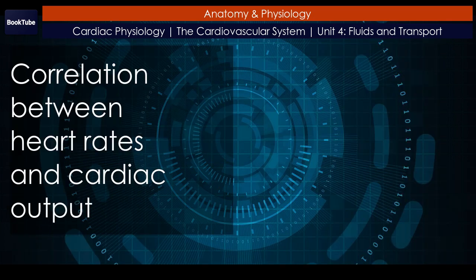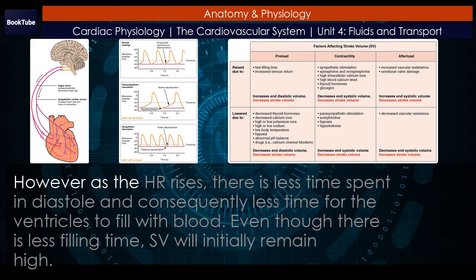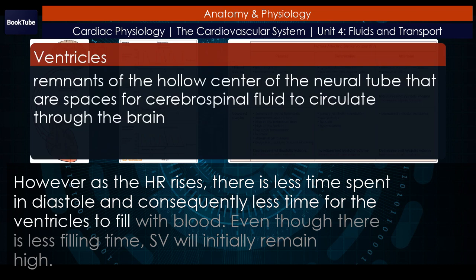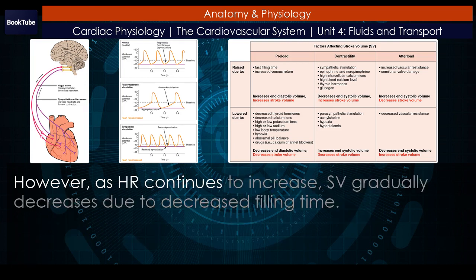Correlation between heart rates and cardiac output. Initially, physiological conditions that cause HR to increase also trigger an increase in SV. During exercise, the rate of blood returning to the heart increases. However, as the HR rises, there is less time spent in diastole and consequently less time for the ventricles to fill with blood. Even though there is less filling time, SV will initially remain high. However, as HR continues to increase, SV gradually decreases due to decreased filling time.